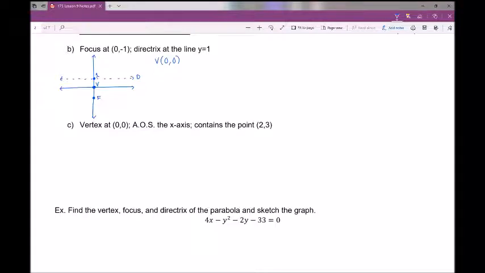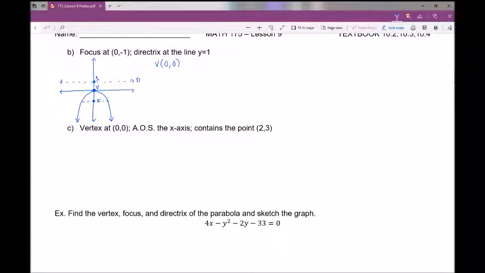Now we know that this parabola opens down because it must open in the direction of the focus. So we get a parabola that looks like that. The last thing we need to do is find those points that define our focal diameter. So we need to figure out what P is. The distance between the vertex and the focus is 1. So P is equal to 1.